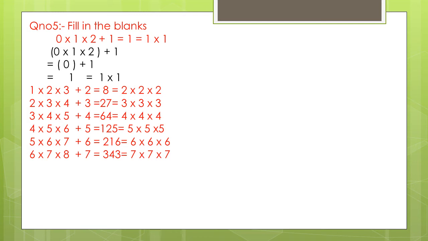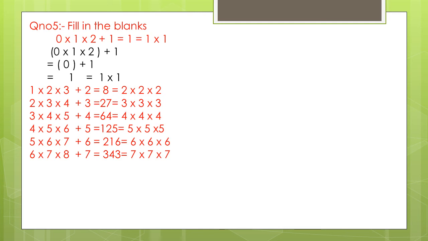The next pattern is 3 into 4 into 5 plus 4. It is 60 plus 4, which is 64, and 64 is 4 into 4 into 4. The next is 4 into 5 into 6 plus 5. 4 into 5 into 6 is 120, plus 5 is 125, so it is 5 into 5 into 5.